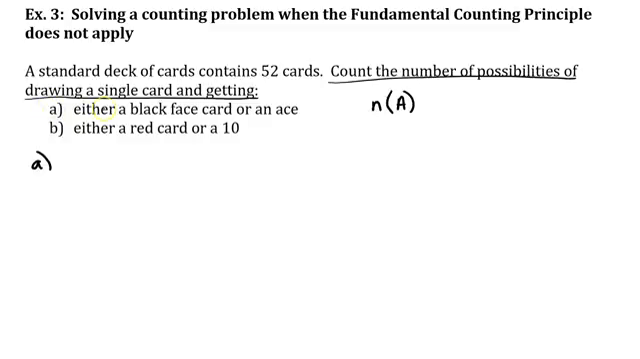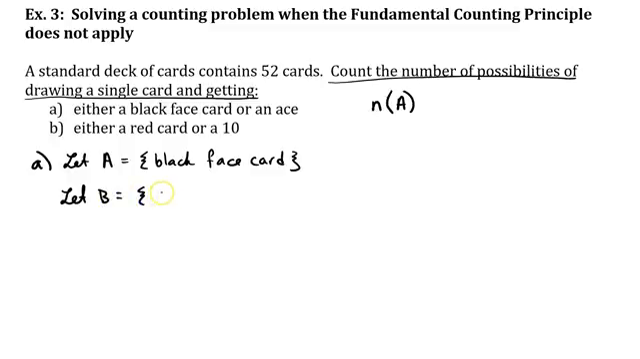So in question A, count the number of possibilities of drawing a single card and getting either a black face card or an ace. So first things first, let's define our sets. Let A equal the set of all black face cards. So we're talking about anything in clubs or spades. Let B equal the set of aces.